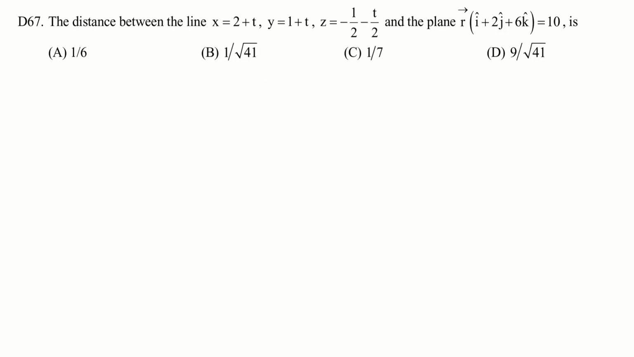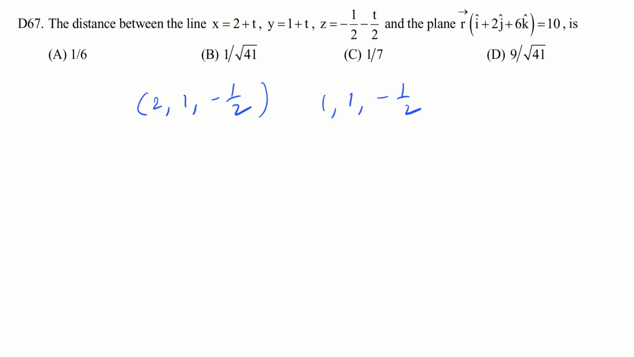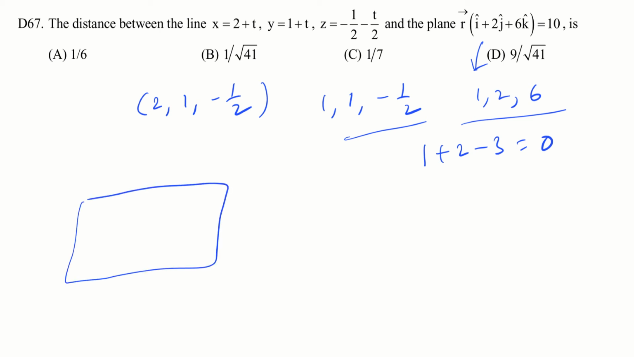In this problem, obviously a point on the line is (2, 1, -1/2), and the vector along the line is (1, 1, -1/2). Now the normal to the plane has components (1, 2, 6). So if I take the dot product of these two, I get 1 plus 2 minus 3, which is 0. That means the line and the normal to the plane are perpendicular to each other. That means the line is parallel to the plane.